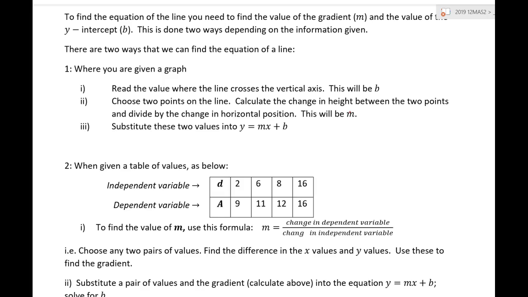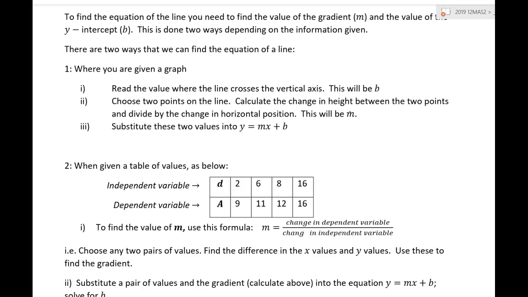We also need to find the gradient, and we're going to do that by choosing any 2 points on the graph. Right, any 2 points on that line, finding the change in height between those points and dividing it by the change in horizontal position. Okay, the change in height divided by the change in horizontal position, or rise over run, or the change in dependent divided by change in independent. Right, those things there tell us the gradient.